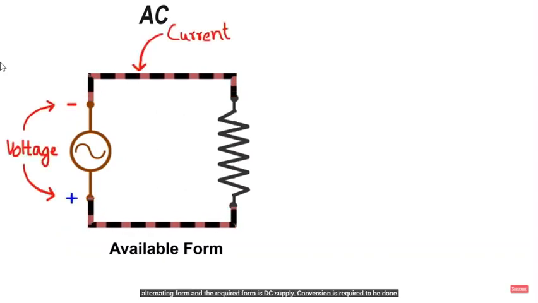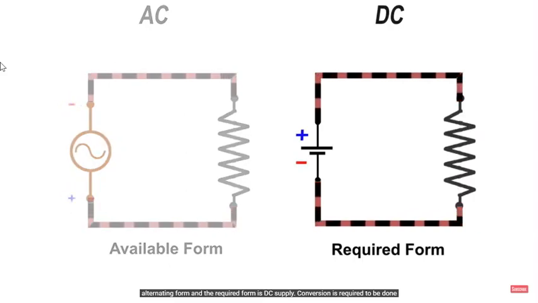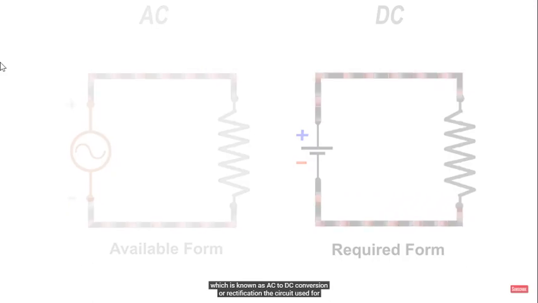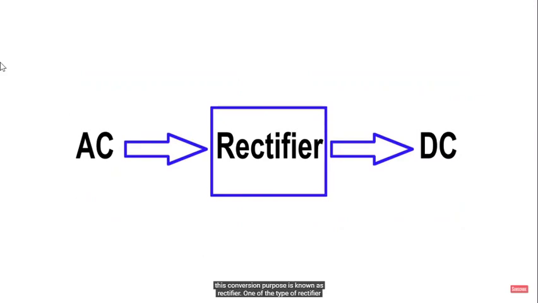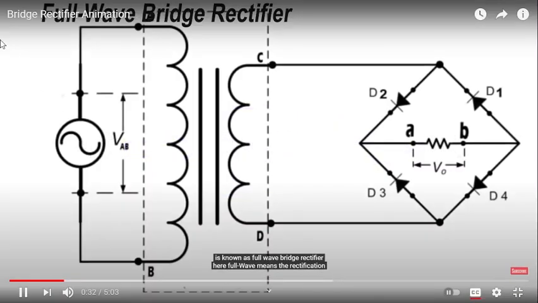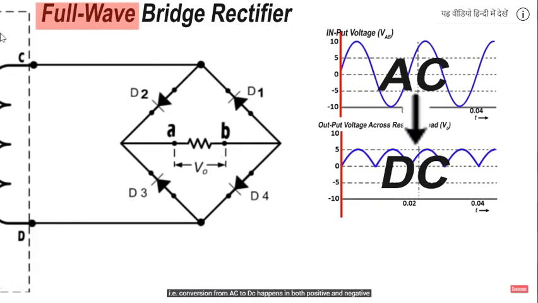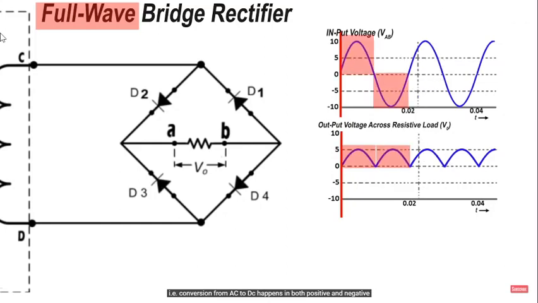Rectifier. When available electrical supply is in alternating form and required form is DC supply, conversion is required to be done, which is known as AC to DC conversion or rectification. The circuit used for this conversion purpose is known as rectifier. One of the types of rectifier is known as full wave bridge rectifier. Here, full wave means the rectification, that is, conversion of AC to DC happens in both positive and negative cycle.